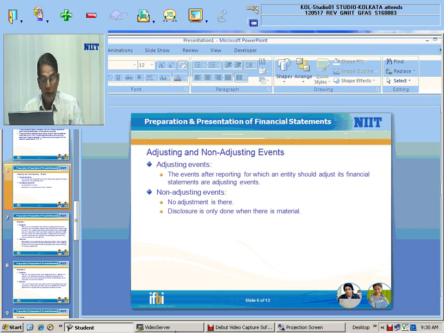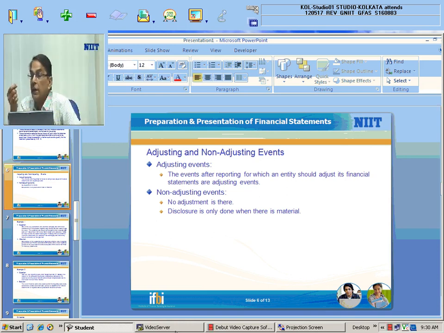But if the events are material, then obviously it has to be disclosed by way of a note to financial statements. So two kinds of events after the balance sheet date are distinguished by IAS 10. These are respectively adjusting events after the balance sheet date and non-adjusting events after the balance sheet date. Adjusting events are those post-balance sheet events that provide evidence of conditions that actually existed at the reporting date or the balance sheet date, although they are not known at that time.